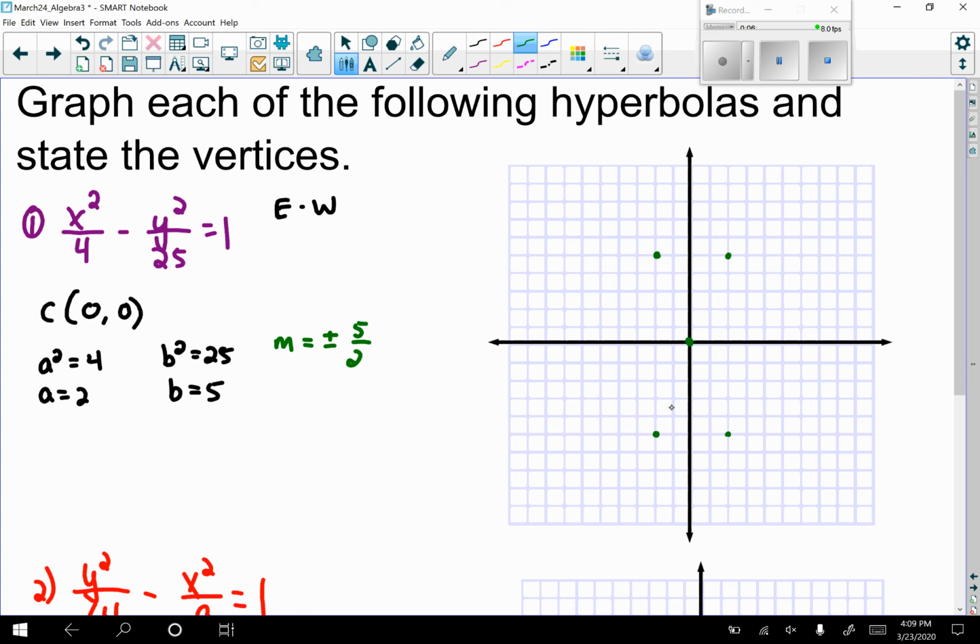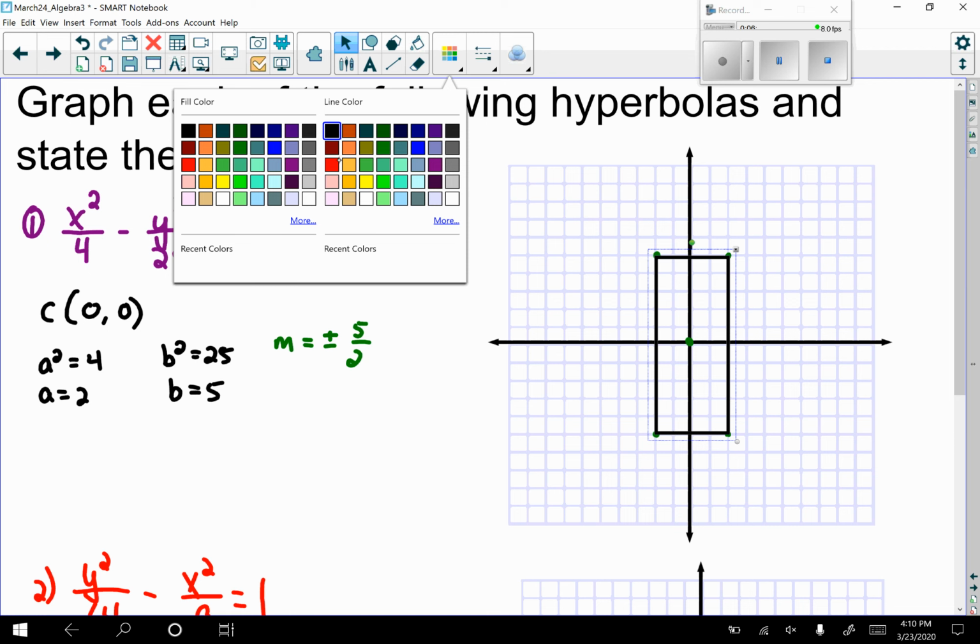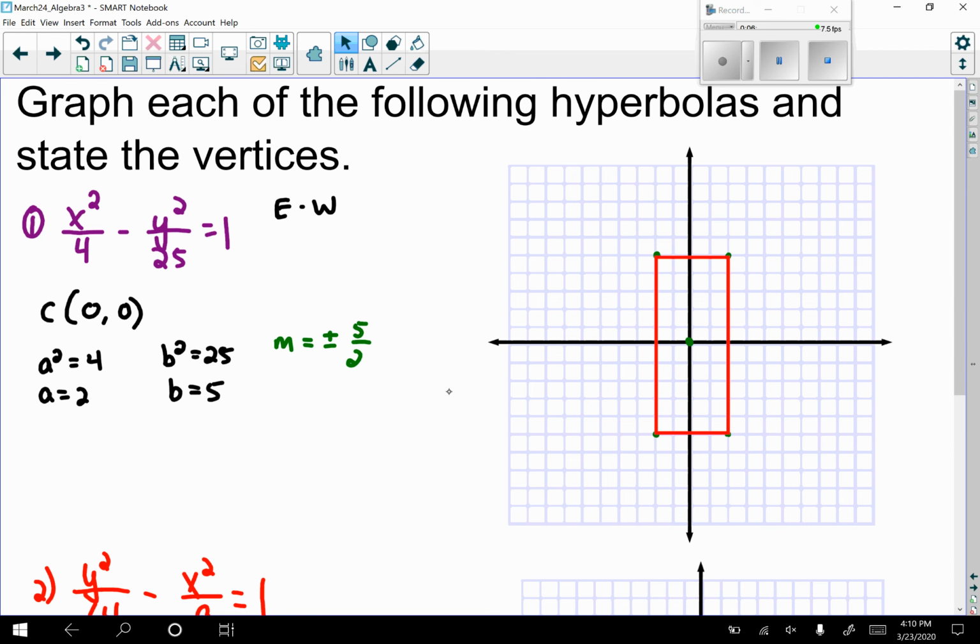What I'm going to do now is draw a rectangle. I'm going to cheat a little bit here and use this. So we're going to go ahead and draw this rectangle. Or make it a different color. All right. So again, we use our slope to make these 4 points. So again, going plus 5 halves means we're going up 5, 2 to the right, or down 5, 2 to the left. Negative 5 halves, we're going up 5, 2 to the left, or down 5, 2 to the right.